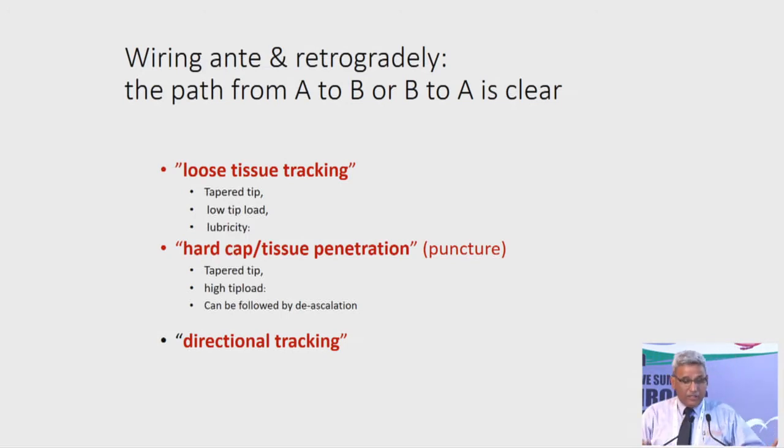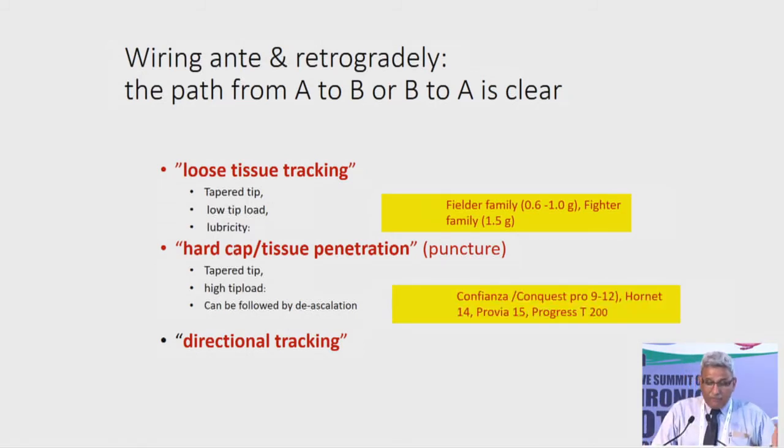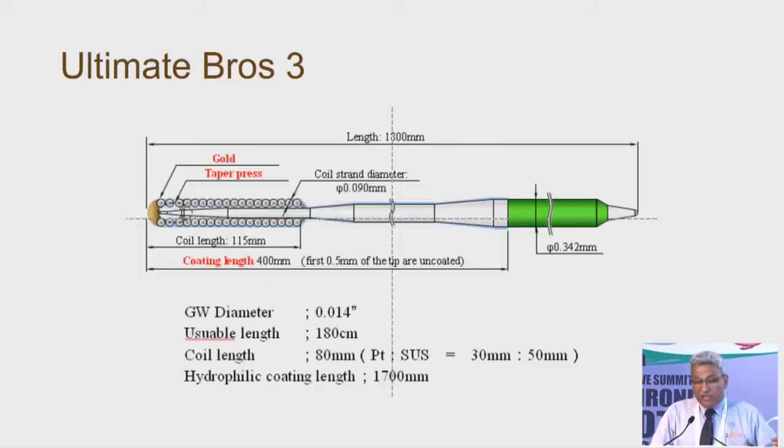So if you are to choose a path, if you're going to do loose tissue tracking, we need a tapered tip, low tip load, lubricious wire. If you're going to use a hard cap for tissue penetration, we need a tapered tip with high tip load, which can be followed by de-escalation, and occasionally you need directional tracking. So for loose tissue tracking, we need the Fielder family. For hard tissue puncture, we need a Confianza, and for directional tracking, we need a Gaia.